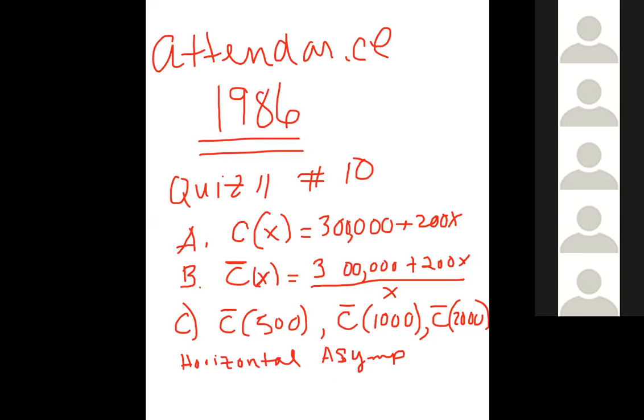So going back to this, guys, what would be the horizontal asymptote for this rational function right here? What's the horizontal asymptote? By the way, horizontal asymptote is on the test.